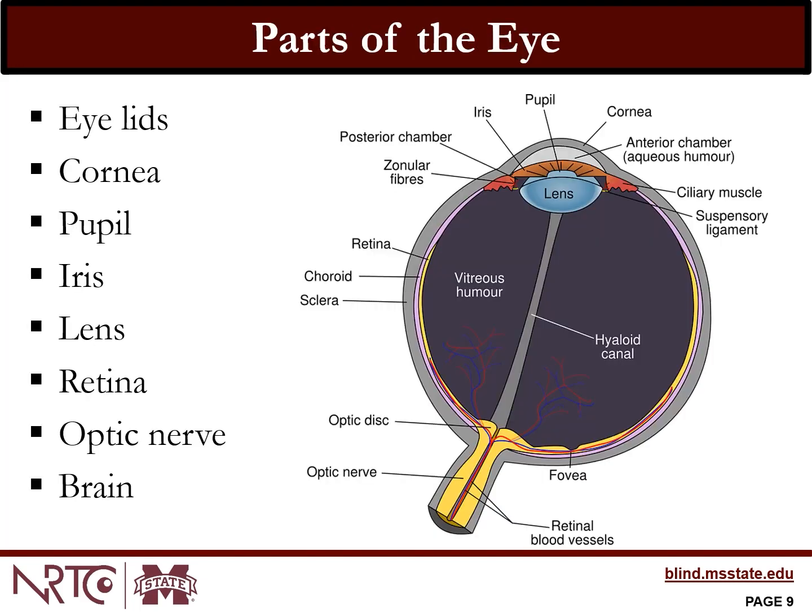How does the eye see? The human eye is like a film camera. The eyelids are like the camera's lens cap. The cornea, which is the clear front covering of the eye, is the camera's lens. The pupil is like the aperture of the camera. It changes size to control the amount of light entering the eye. The lens is like the film of a camera.